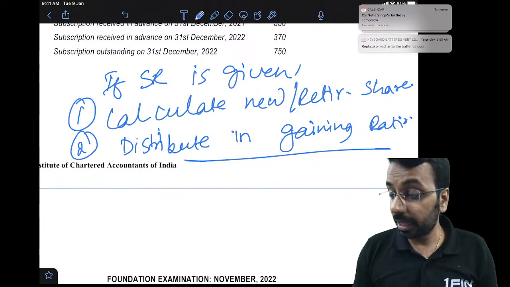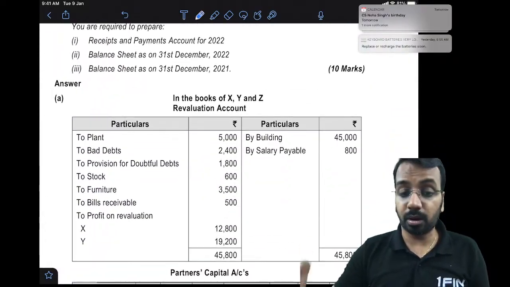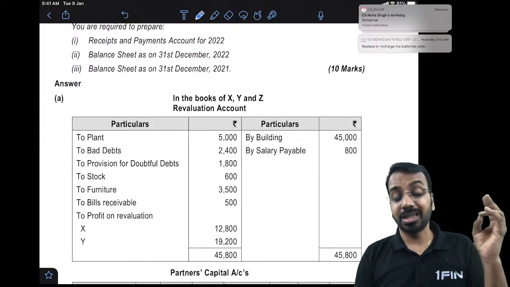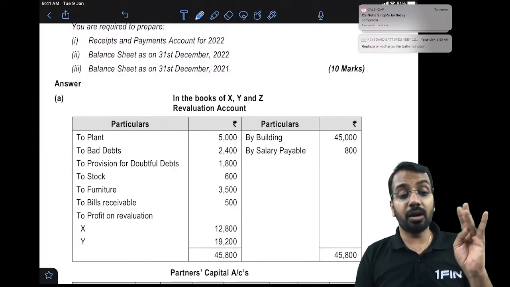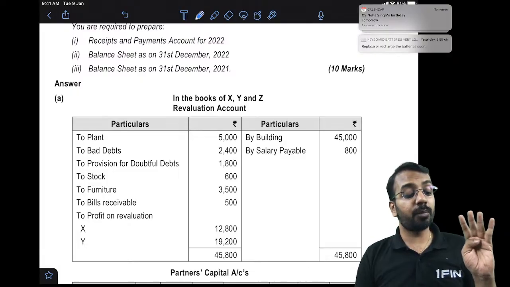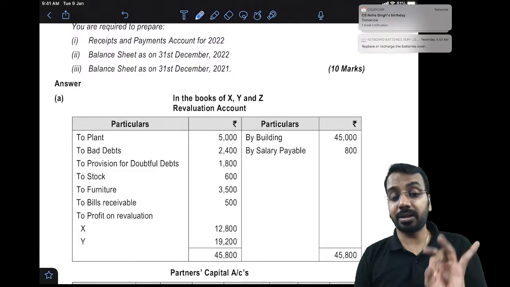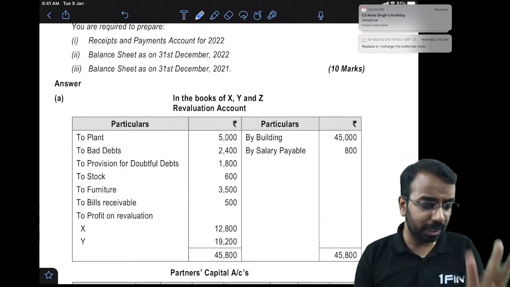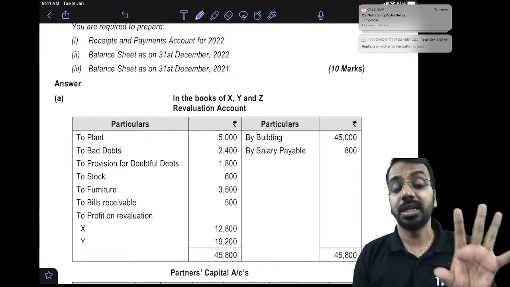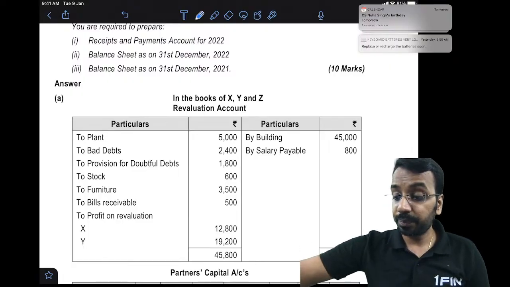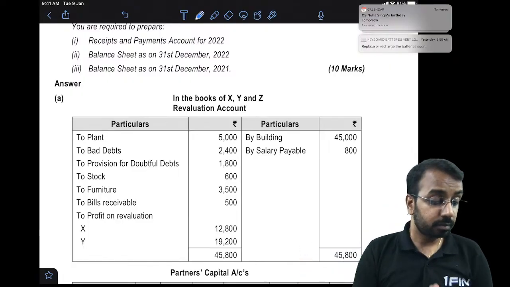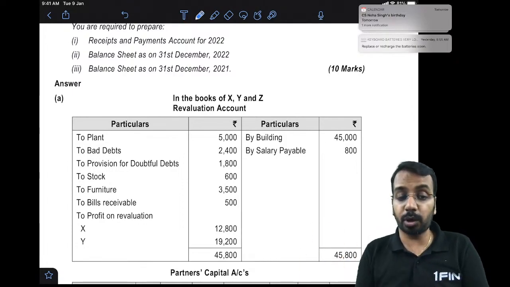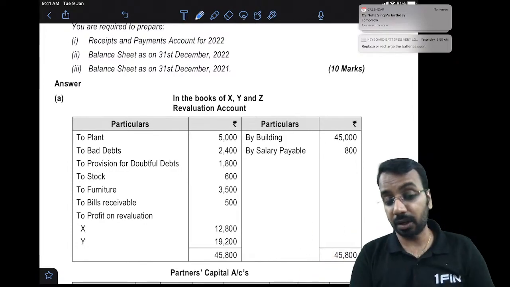Okay, so that is what I wanted to discuss: revaluation, goodwill, joint life policy, sacrifice ratio, handling of general reserve, handling of profit and loss balance, preparing partners' capital accounts, and memorandum revaluation account. Broadly we have covered the important aspects related to partnership accounts. Now if you want to get comfort, there is one more partnership revision where I have covered 3 or 4 more problems in detail that you can go through.